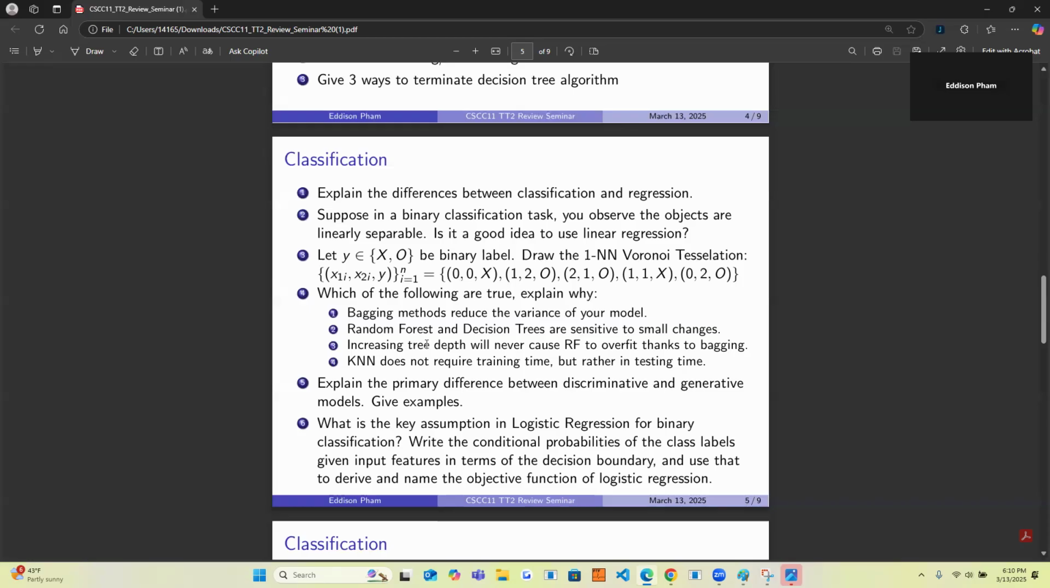Excellent. Nice. Suppose in binary classification tasks, you observe the objects are linearly separable. Is it a good idea to use linear regression? Explain why. What do you guys think? Is it a good idea to use linear regression for binary classification? Depends. I'm talking in general. Linearly separable means it can be split up with a line.